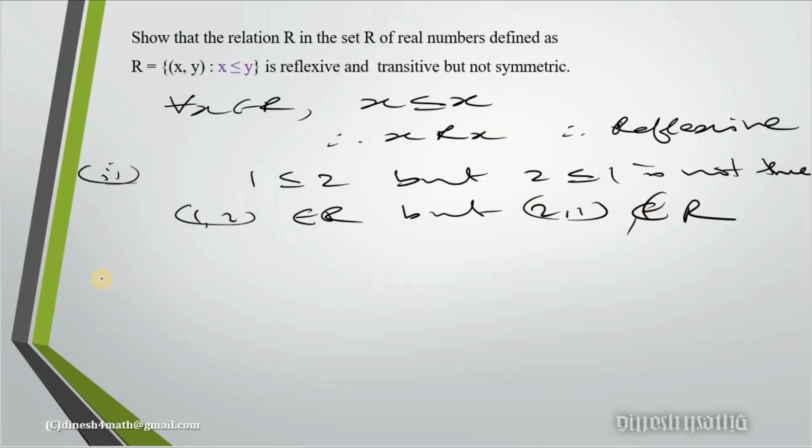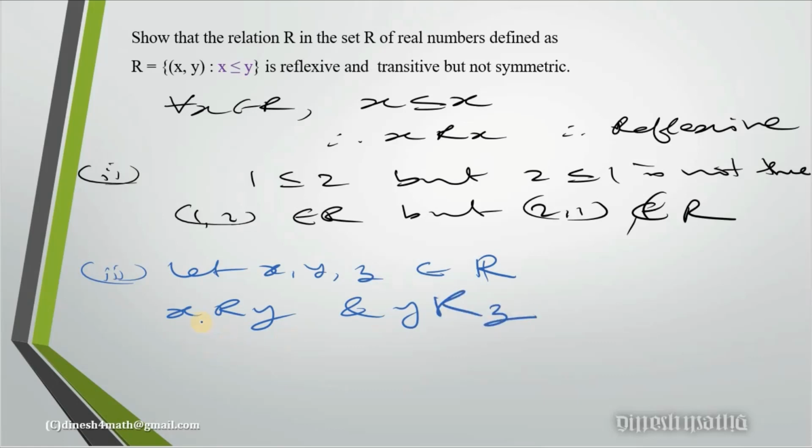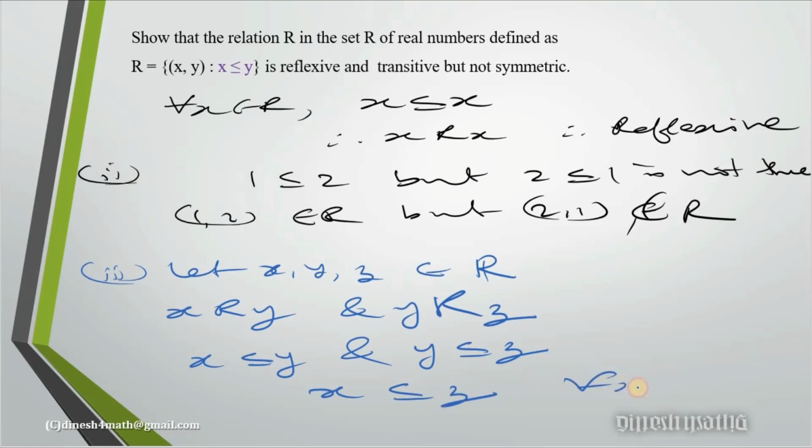Now take the next case. See, we are taking 3 elements. Say let x, y and z belong to the real numbers such that x is related to y and y is related to z. So x related to y means x is less than or equal to y, and y is less than or equal to z. So from these two, if you combine, clearly you will get x is less than or equal to z for every x, y, z in the given set of real numbers. Therefore, x is related to z. Therefore, it is a transitive relation. So this relation is reflexive, transitive but not symmetric.